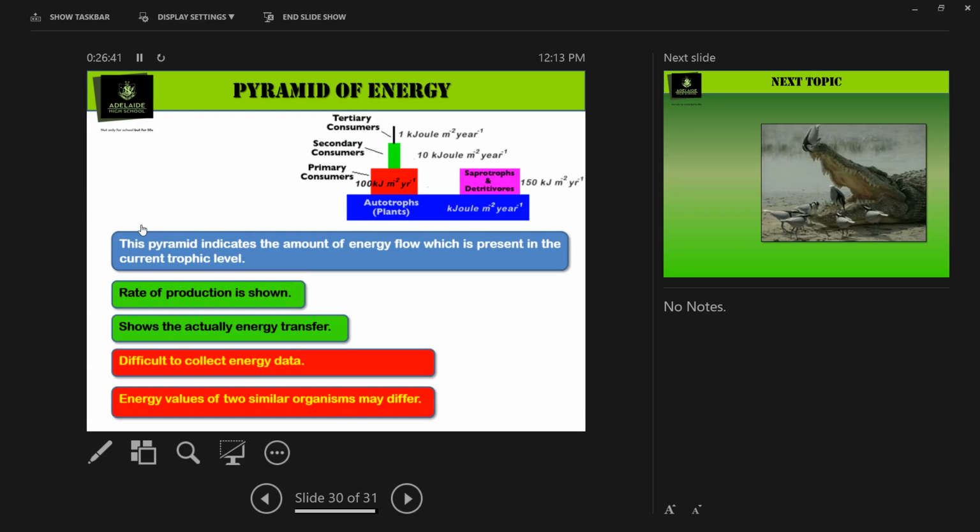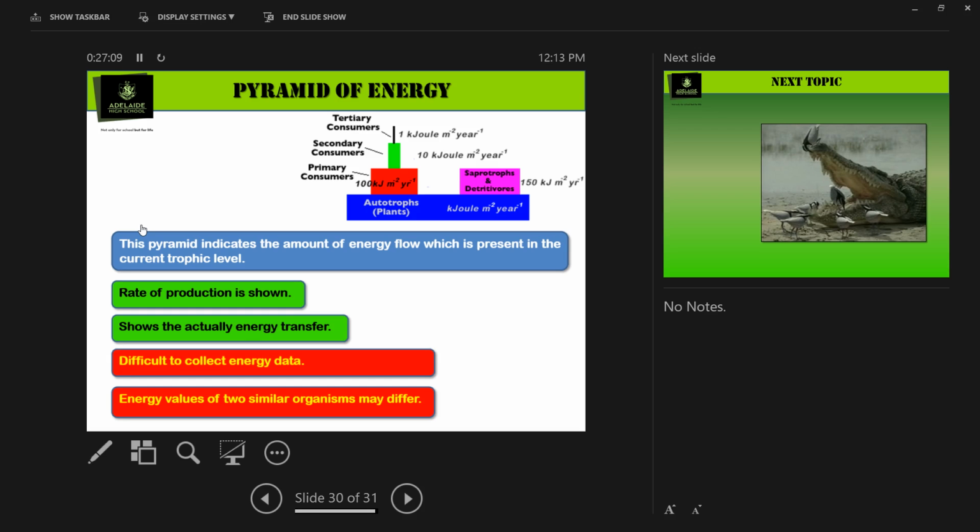This is the pyramid that indicates the amount of energy flowing from the autotrophs to the primary consumers, secondary, and also tertiary. This here is the very normal pyramid that you see. It shows the flow that is present in a particular food chain. The rate of production is shown, because kilojoules per meter square per year is the unit, the very important unit for it. And it also does show an actual energy transfer.